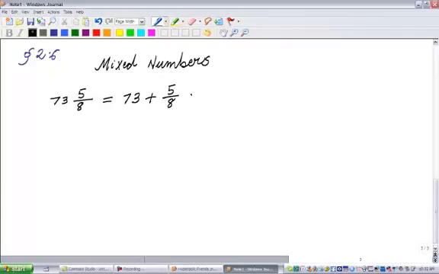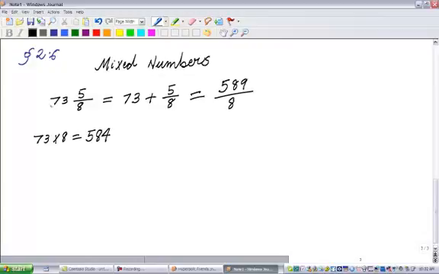Another interpretation of that: if I multiply 73 and 8, what do I get? 73 times 8: 3 times 8 is 24, and 7 times 8 is 56, so 584. Then I'm going to add 5 to it. So what do I get? 589 divided by 8. Making sense?